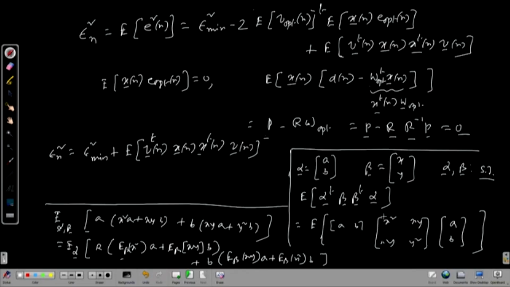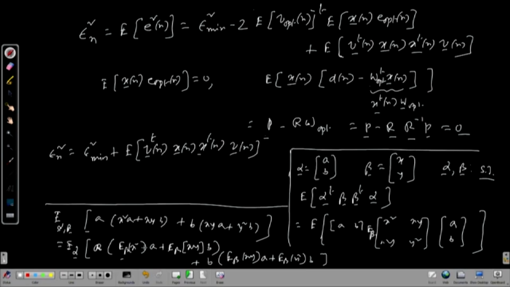But this is the same as applying E beta here, E beta x square into A, again E beta x y into B into A. So E beta x square into A plus E beta x y into B together times A, plus B times within bracket E beta on x y into A plus E beta on y square into B. I am able to separate out E alpha beta as E alpha into E beta because they are statistically independent.